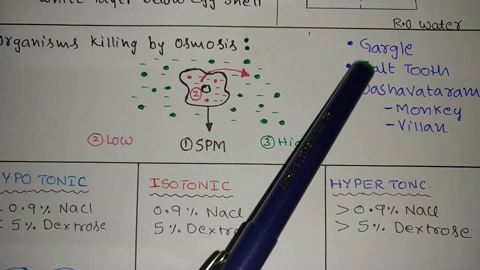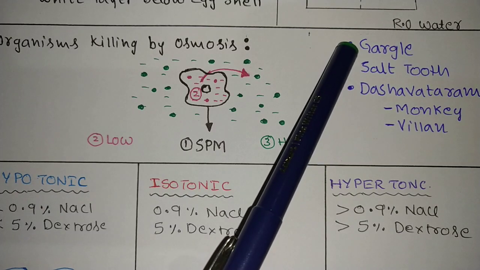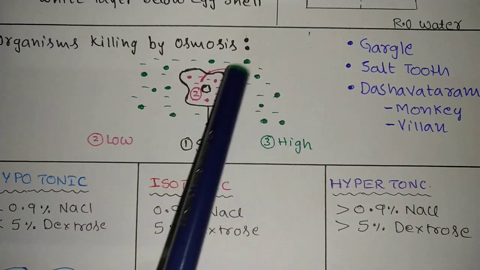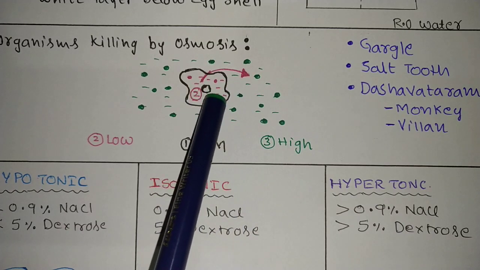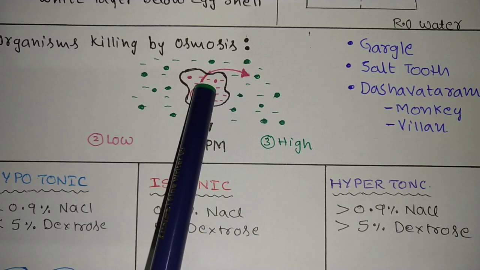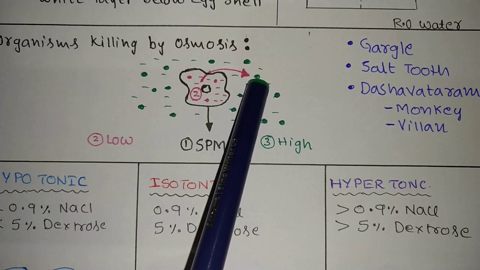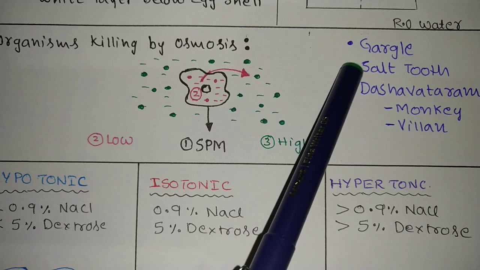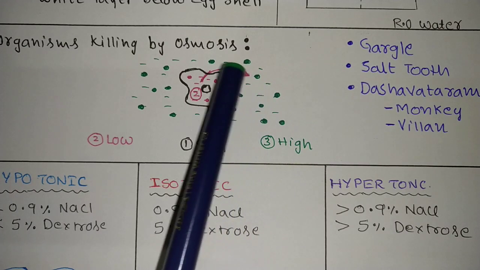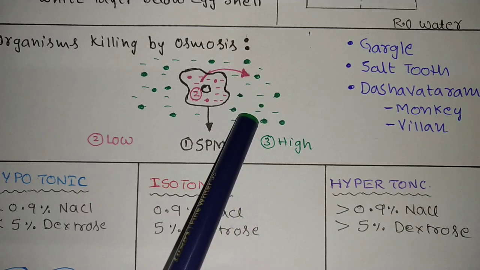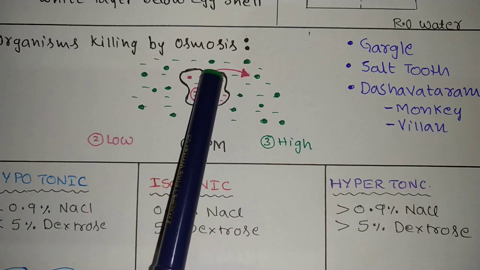If you are using a highly concentrated salt solution for gargling or for cleaning the organisms present in those places, the same thing, the same osmosis, will occur. The water present inside the organism will come outside in order to dilute the excess salt present here. That's why no organism will survive in salt water, because the water will come outside.